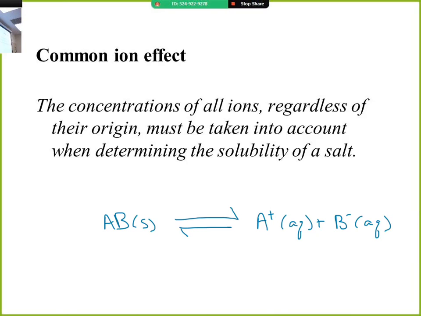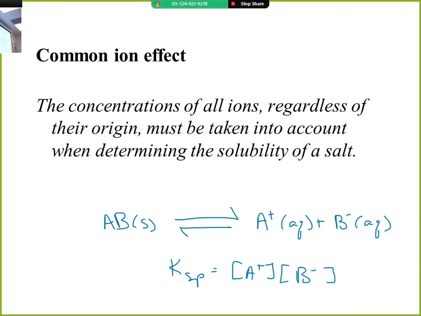And then we said that you can write a Ksp expression. Okay, it's the molar concentration of the cation raised to its stoichiometric coefficient. In this case, I said it's a stoichiometric coefficient of 1, but it wouldn't have to be, times the molar concentration of the anion raised to its stoichiometric coefficient. So we did some problems where you can calculate the Ksp if you're given the molar solubility, or actually you can also get to the molar solubility if you're given the Ksp.